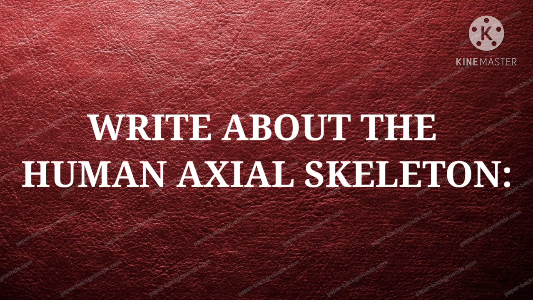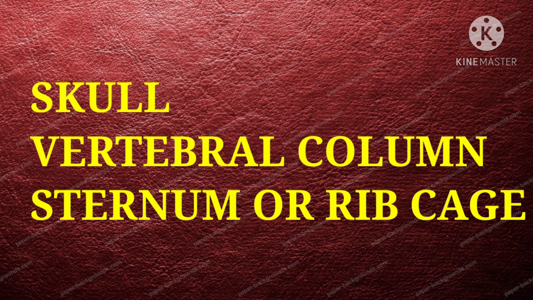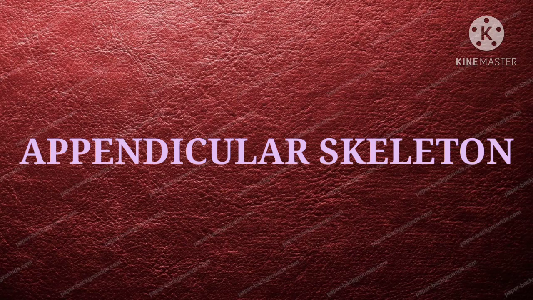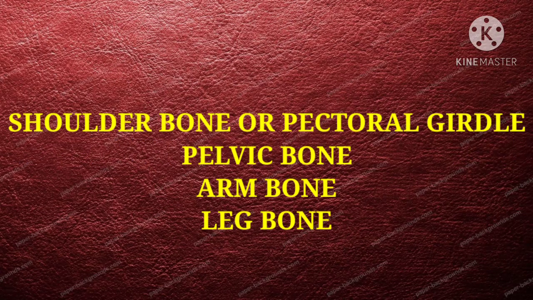You have a detail: write about the human axial skeleton. Under this, you have the skull. You are going to read about the vertebral column. Next, sternum or rib cage. Yes, everything comes under this second detail. Next to axial skeleton, we learnt appendicular skeleton. Here, shoulder bone or pectoral bones come under this. Next to this, pelvic bones, which are present in the hip girdle. And we learnt arm bones, leg bones also, and their names also.